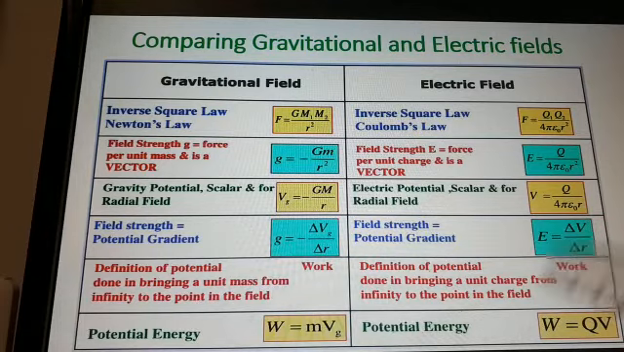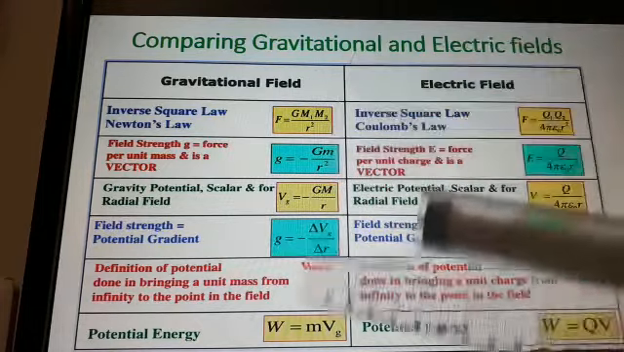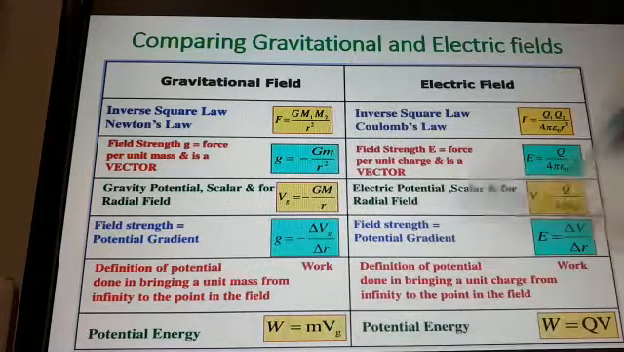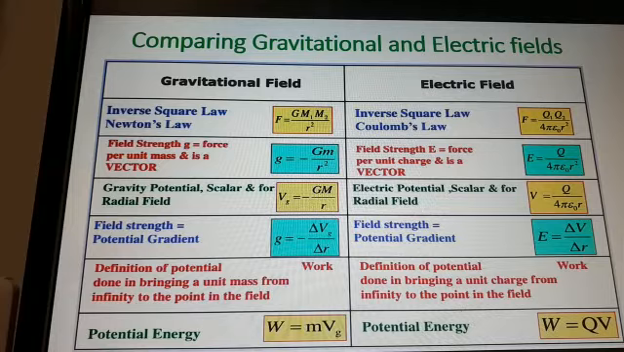This is comparing gravitational and electric field. The gravitational field is about the mass, and the electric field is about the charges. You know that weight is a force caused by gravity. It is about the mass of the object, and the electric field is about the charge of the object.